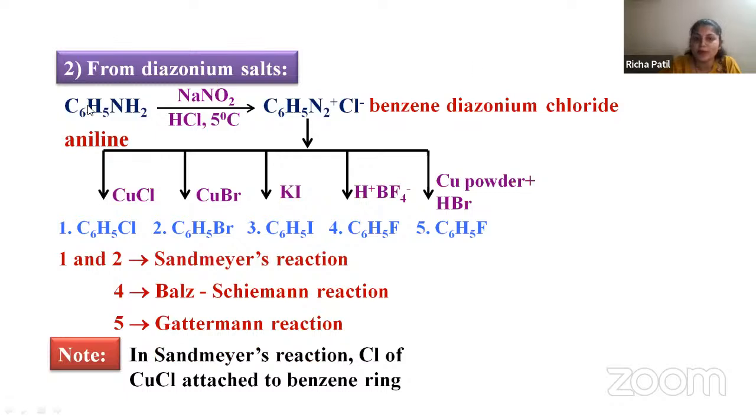From diazonium salts, important. How do you prepare diazonium salts? So this is aniline. Aniline is taken and treated with NaNO2, sodium nitrite solution, in the presence of HCl, and the condition is 0 to 5 degrees Celsius. So NaNO2 plus HCl at 0 to 5 degrees Celsius forms benzene diazonium chloride.